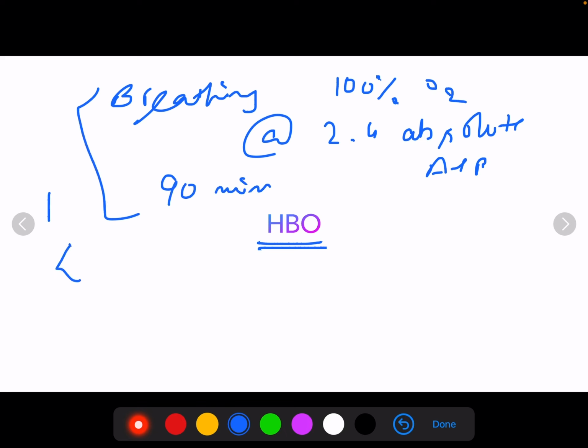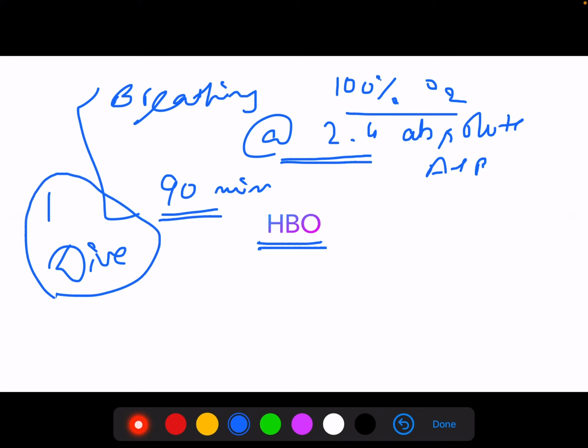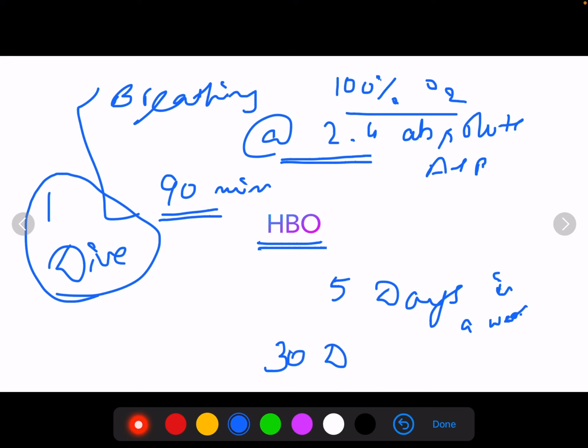This is one dive. Breathing 100% oxygen at 2.4 absolute atmospheric pressure for 90 minutes is one dive of HBO therapy. This dive is performed 5 days in a week, and 30 dives are usually given, plus 10 dives.